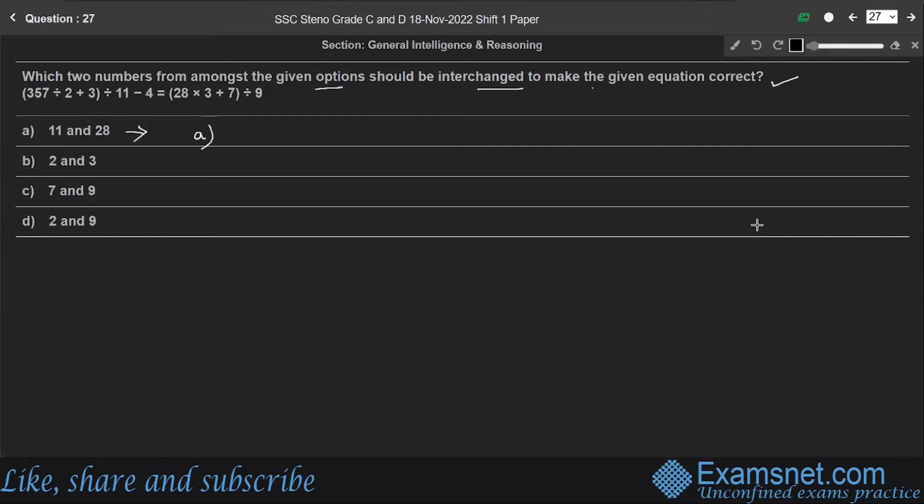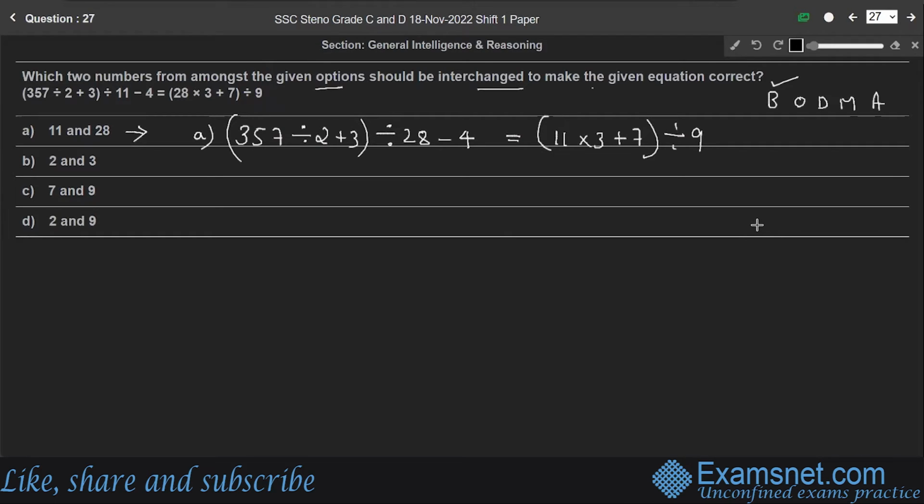Interchange 11 and 28. The given equation becomes 357 divided by (2 plus 3) divided by (28 minus 4) should be equal to, inside the bracket, in place of 28, we are writing 11 into 3 plus 7, whole divided by 9. So we have to go for the BODMAS rule to solve this. There is a bracket to remove in each part.